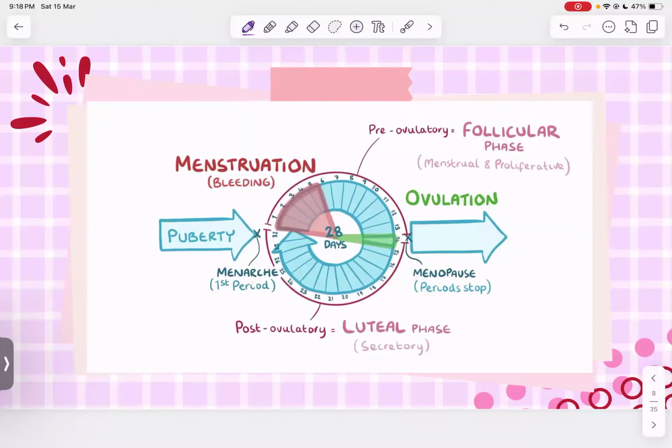If we want to divide the cycle in ovarian cycle terms, we can divide it into two. The first half, from day 1 to day 14, we can call the follicular phase. It's usually the pre-ovulatory phase, so before the ovulation, and here we're mainly talking about the menstruation and the proliferation of the endometrium. The second half is the post-ovulatory luteal phase, so after ovulation, and we're talking about the secretory phase, which is basically where the endometrium starts having glands that will secrete substances and so on.